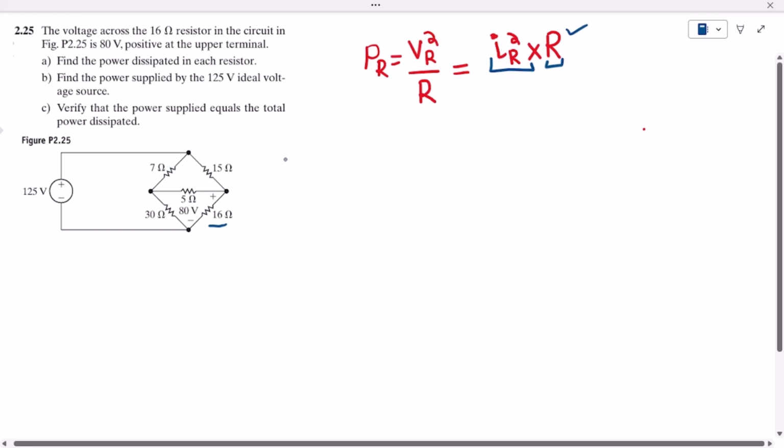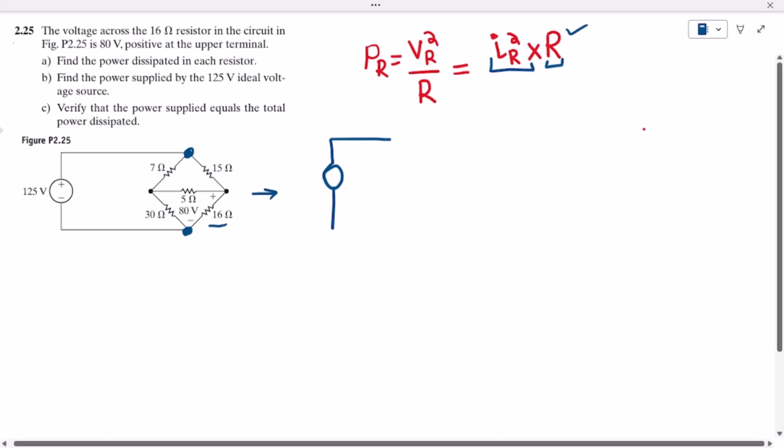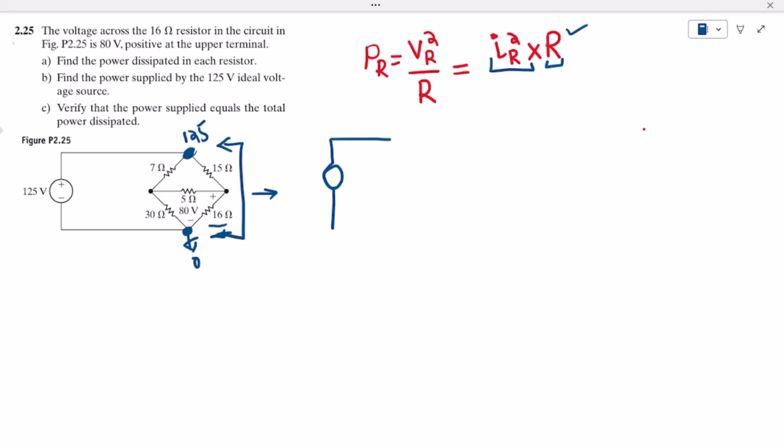Okay, so first of all let me redraw the circuit. This circuit can be redrawn as this. These points are the common one between this source and these two resistors, and here this one is the common one. Here we can see that the voltage here is 125 volts and here let me call it 0 volts. So at one terminal it is 125, the other one is 0, so the total voltage between these 2 points is 125 volts, which is due to this voltage source.